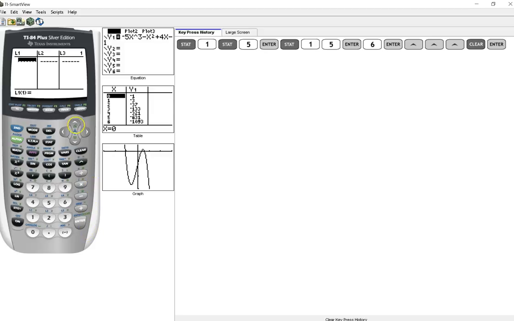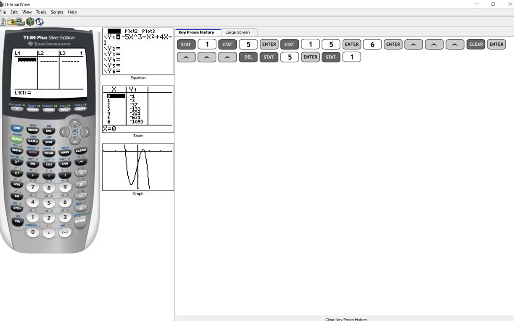If you go to the top of the list and you hit delete, which sometimes people do, you've deleted your list. You no longer have a list one. So don't hit delete, hit clear. How do I get that list back? Stat, number 5, setup editor, enter. It's a common thing. Students do it all the time. And now my list one is back.